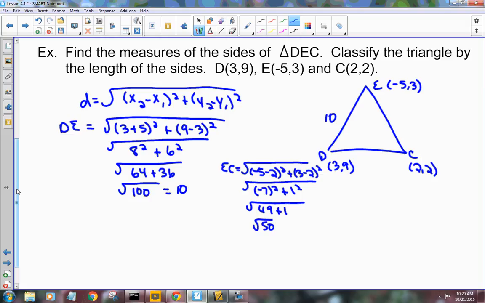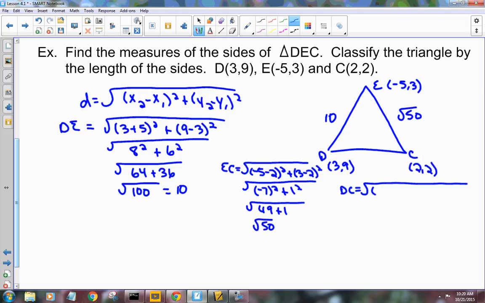Now, I'm just comparing the length of sides, so I don't necessarily need to get the exact answer or the estimated answer, so I'm just going to leave this as radical 50. Because now I'm going to look at DC, and if I can show DC as radical 50, it's going to be isosceles. If it's something other than radical 50, it could be something different. If it was 10, it would be isosceles also, but if it's just some random number, it would be scalene. Alright, so last one is DC.